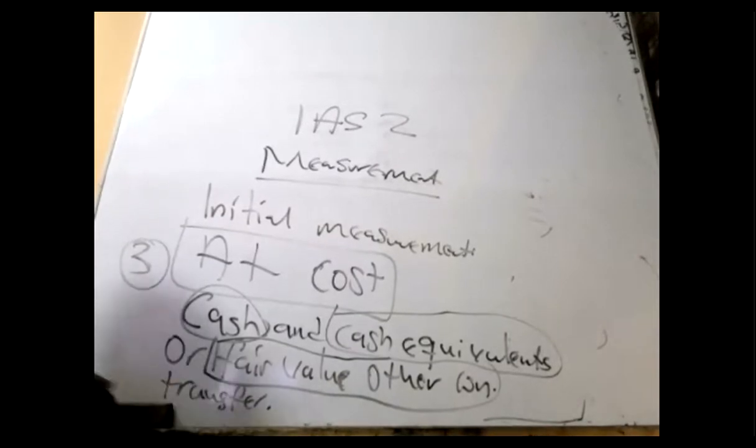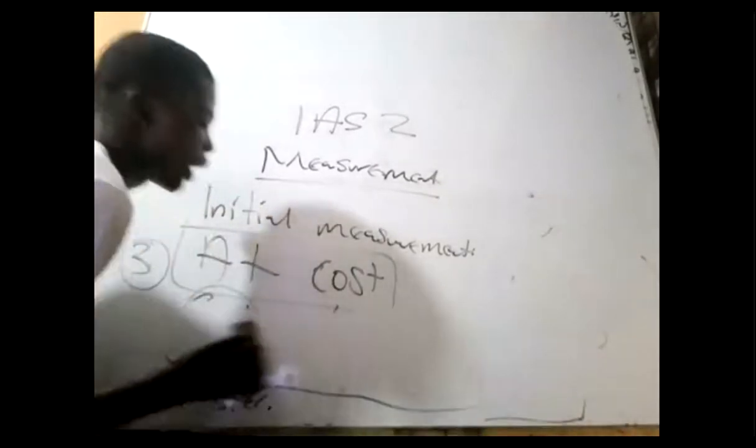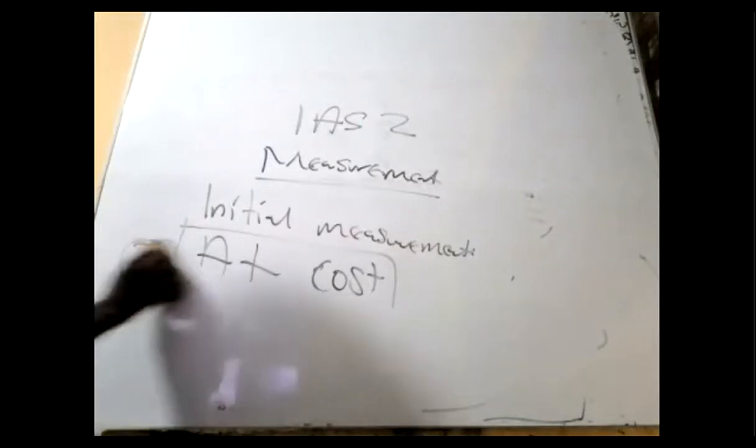Okay, now let's see the composition. When you go and buy goods, you will incur a whole lot of cost. Not all of them are allowed by the standard to be added. Take note. If you go to Makola to acquire some goods for your business, by the time you move the goods from Makola to your warehouse or to your shop, you have incurred a whole lot of cost.